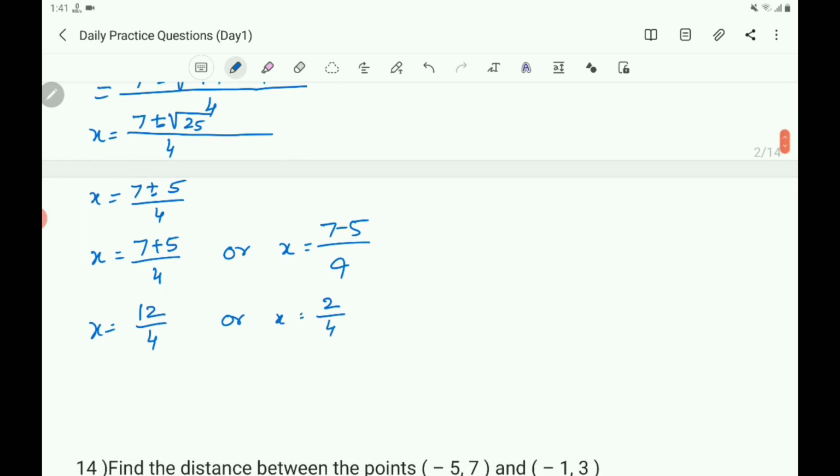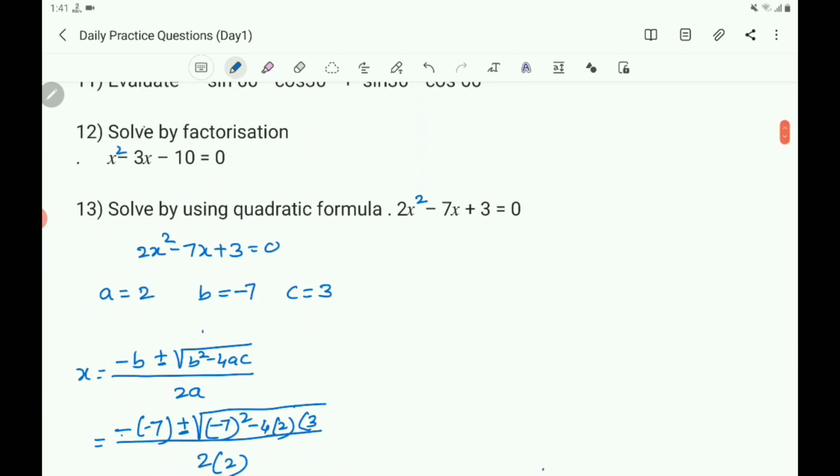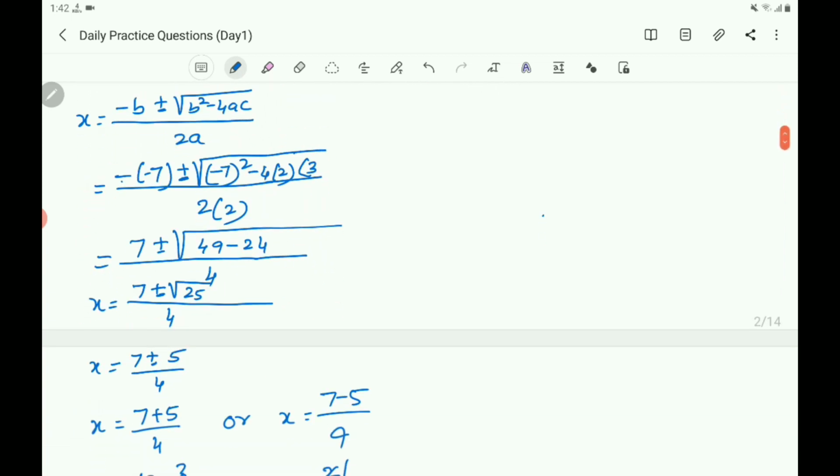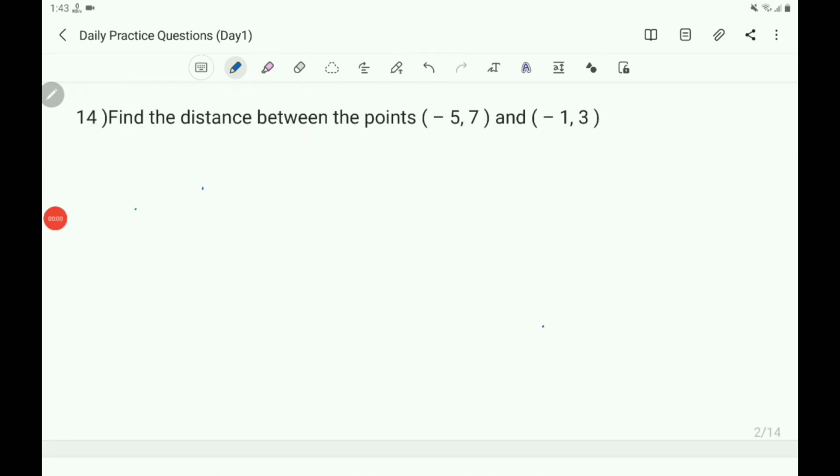Or x equals 7 minus 5 is 2, 2 by 4. Then you will get x equals 4 1s are 4, 3s are 12, so you got 3, or x equals 2 1s are 2, 2 2s are 4, you got 1 by 2. In this way you solve the quadratic equation 2x square minus 7x plus 3 equals 0 by using the quadratic formula, and you got the roots x equals 3 and x equals 1 by 2.